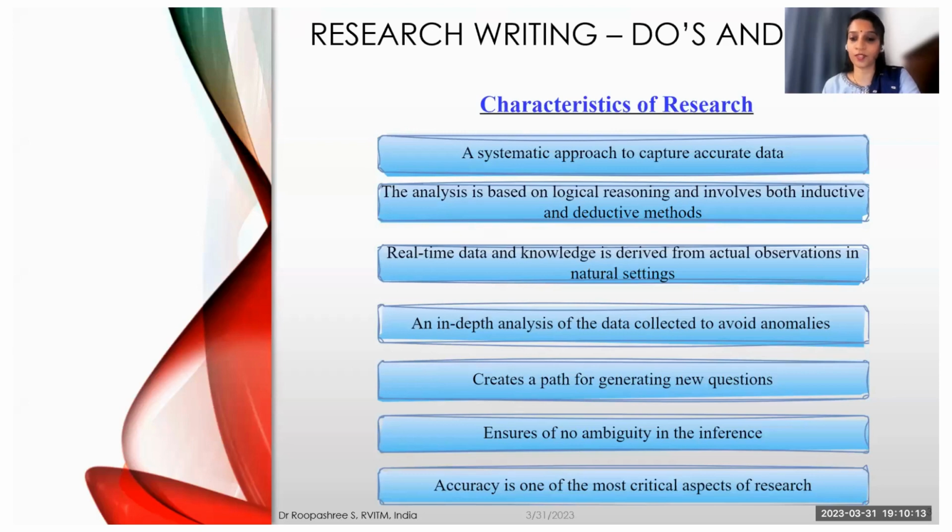What I need to put forth here is that data collection plays a major role in any kind of research. The next characteristic that I want to highlight is that research creates a path for generating new questions for the study. Research ensures that there is no ambiguity in the inferences that are derived. And lastly, the main characteristic of research is accuracy, which is the most important and critical aspect of any research. These are a few characteristics of research, which are to be managed by any research scientist.